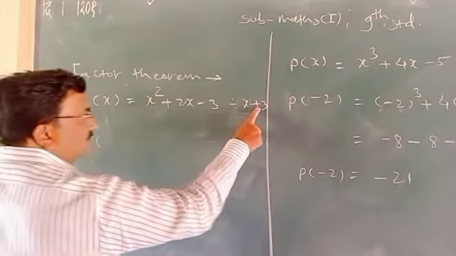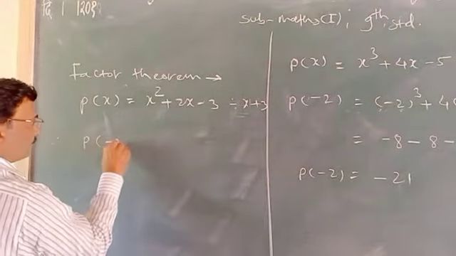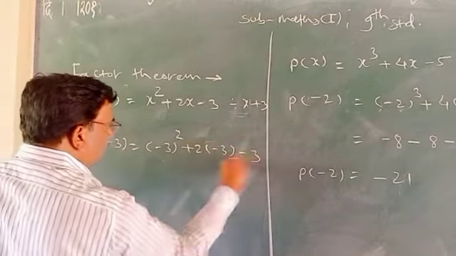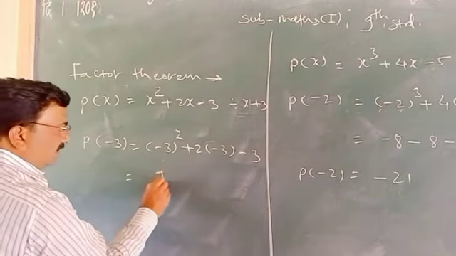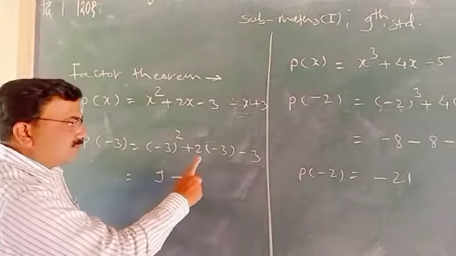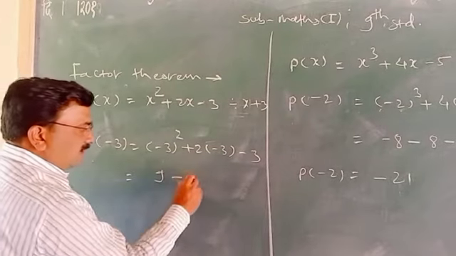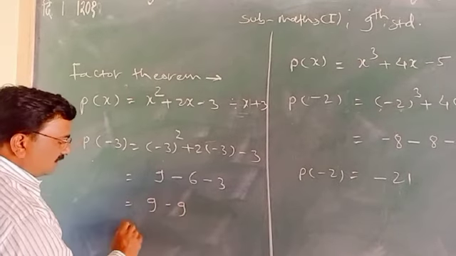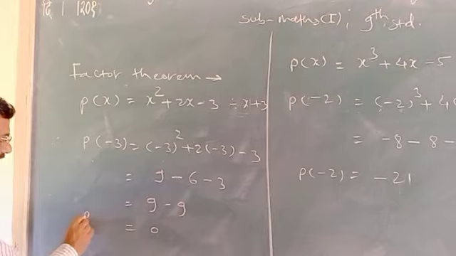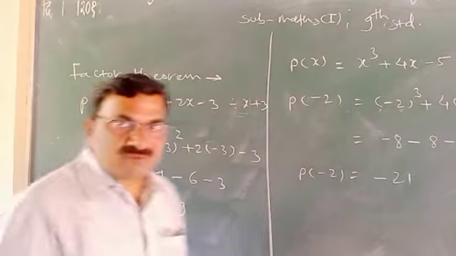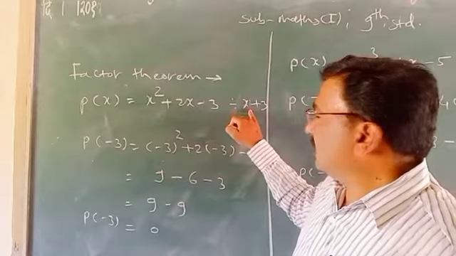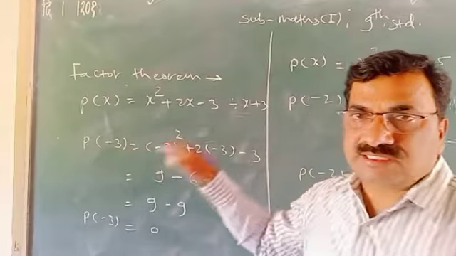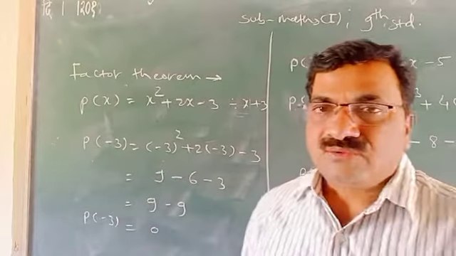P of minus 3, the opposite of plus 3, is minus 3 squared plus 2 into minus 3 minus 3. Square of minus 3 is 9, minus 6, minus 3. 9 minus 6 minus 3 is 0. The value of this polynomial for the value of the variable minus 3 is 0. Therefore, x plus 3 is a factor of x square plus 2x minus 3. That is, the divisor is a factor of the dividend. This is the factor theorem.